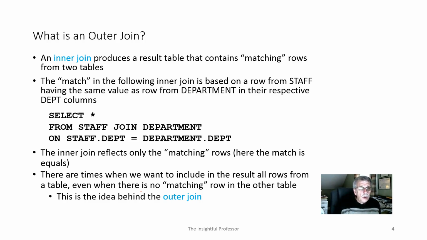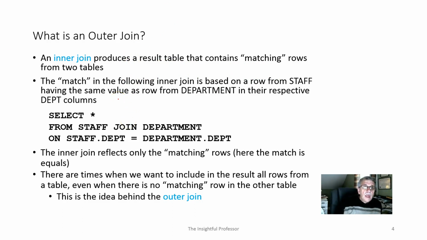Now, we asked the question, what's an outer join? But we answer it by first reviewing a little bit of the characteristics or features of the inner join, and then we adapt our solution to say, well, now that you see the inner join, this is what an outer join is. So an inner join produces a result table that contains the matching rows from the 2 tables participating in the join operation.